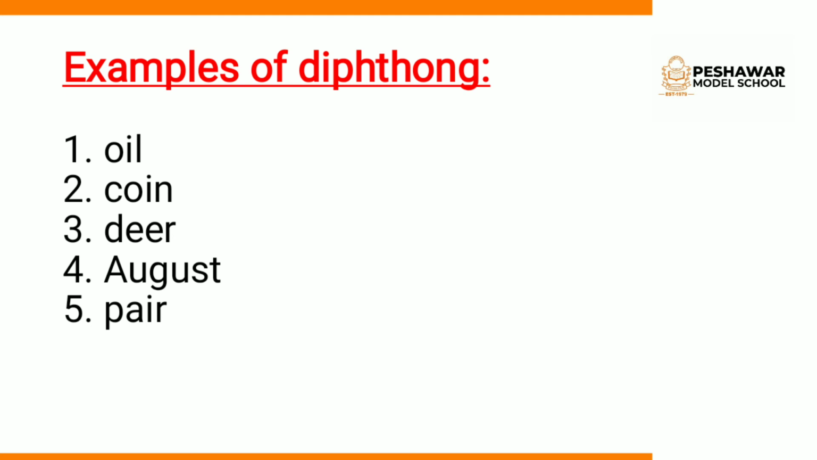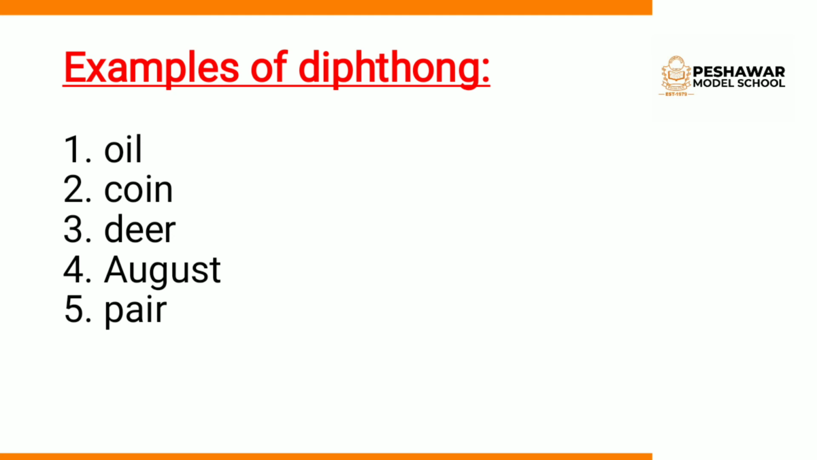Again OI. Two vowels are there in the same syllable. Oil is a one syllable word. Same, coin is a one syllable word. So it means we are having two vowels in this one syllable word. C-O-I-N, coin. Coin, the same, starting from O and then it goes to I, coin.